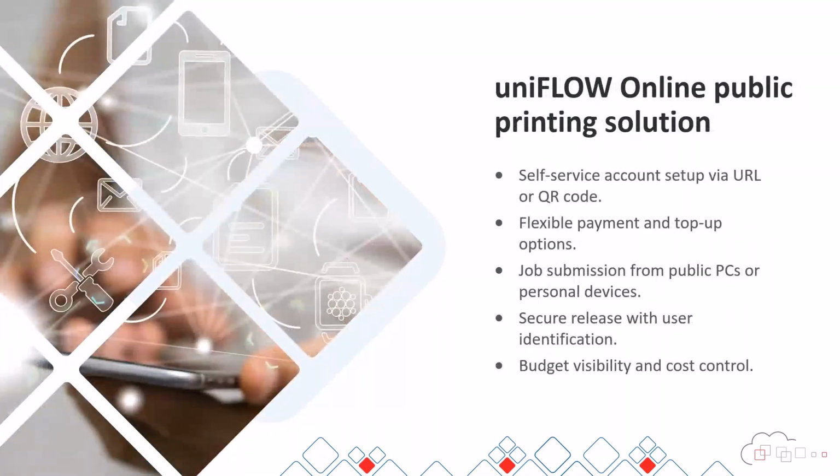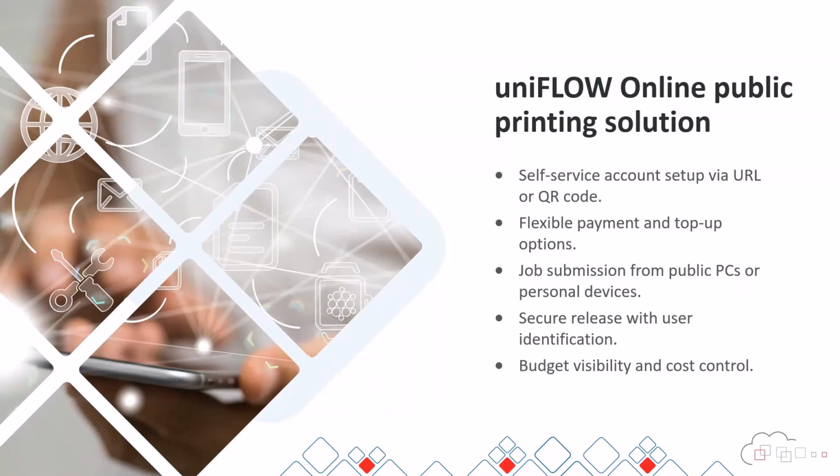So uniFLOW Online helps bring these areas together in one managed approach. Users can get started through options such as a URL or web page, or indeed a QR code, helping reduce the need for staff to manually create every account.